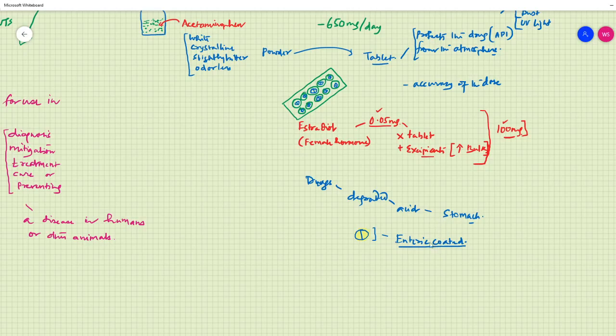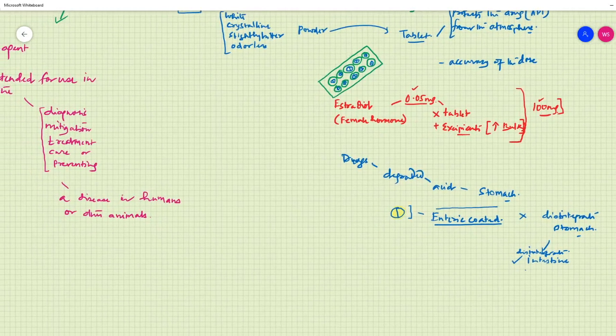So the enteric coated tablet will not disintegrate in the stomach, because the enteric coating will protect it from the acid, but it will disintegrate in the intestine. That is the reason why some drugs are formulated as enteric coated drugs.